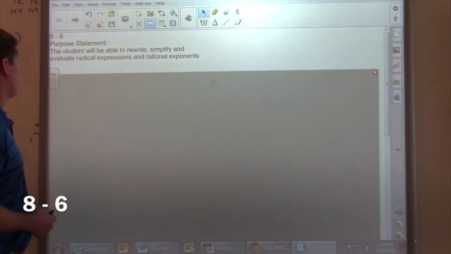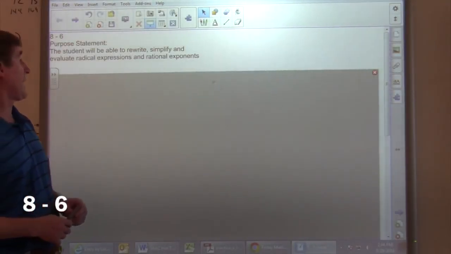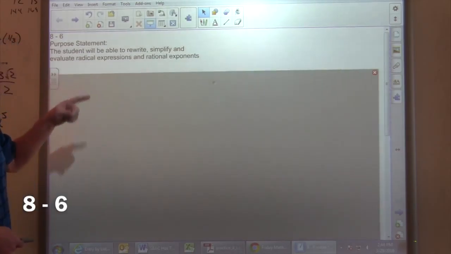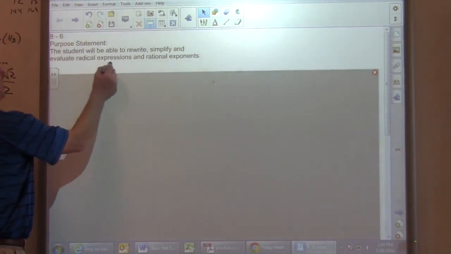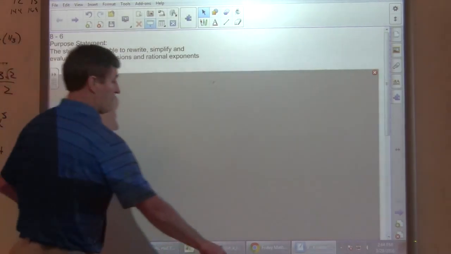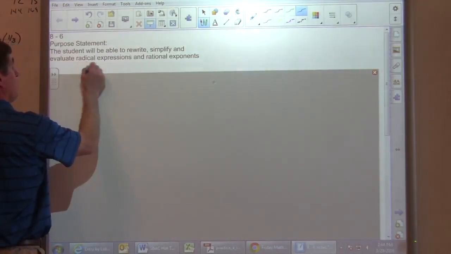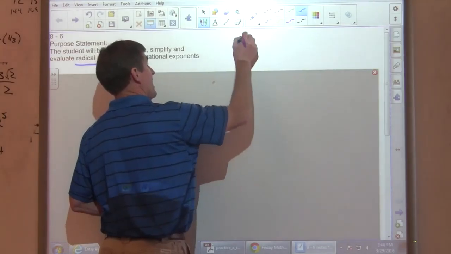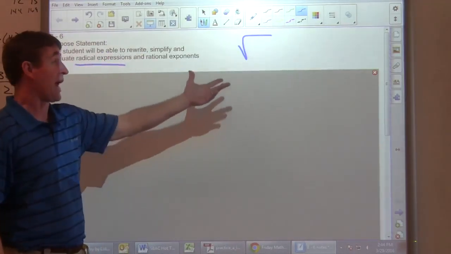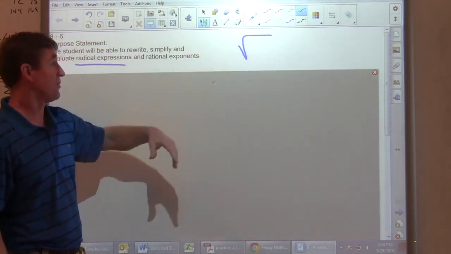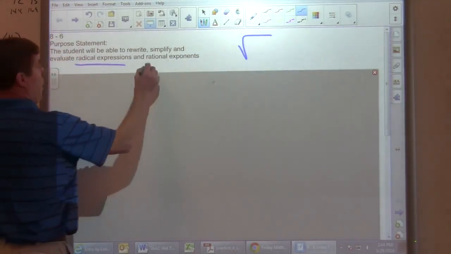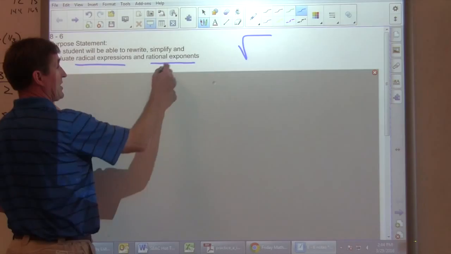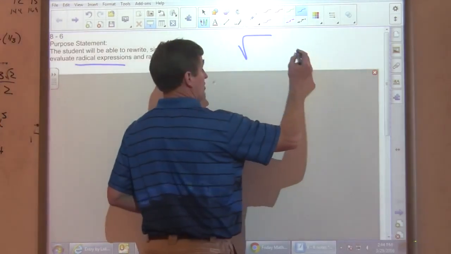Section 8.6, and our purpose statement: the student will be able to rewrite, simplify, and evaluate radical expressions and rational exponents. Now, radical expressions, if you remember from earlier in the year, is anything that has a radical sign. We did mostly square roots, but we can do cube roots or fourth roots or fifth roots and so on. And rational, remember, rational is a fraction.